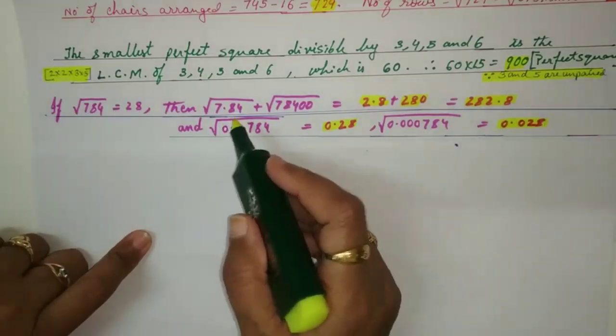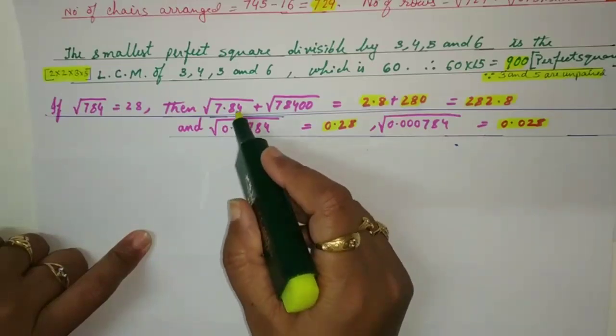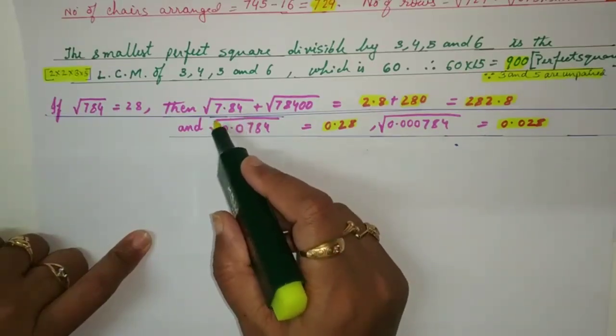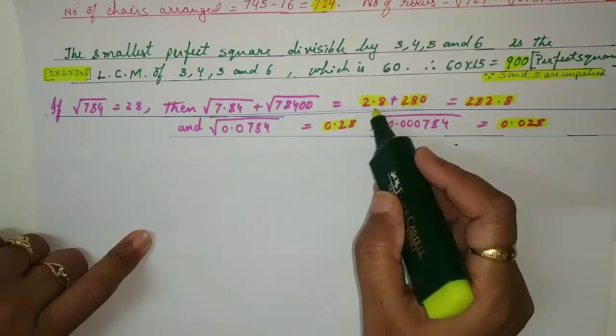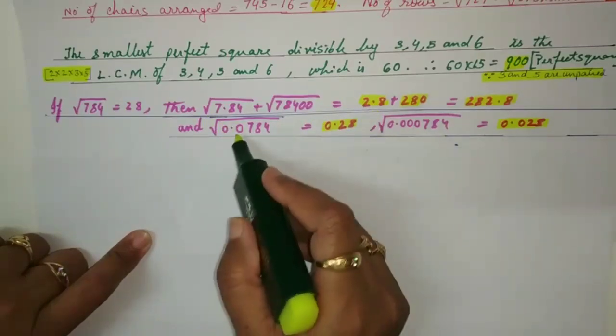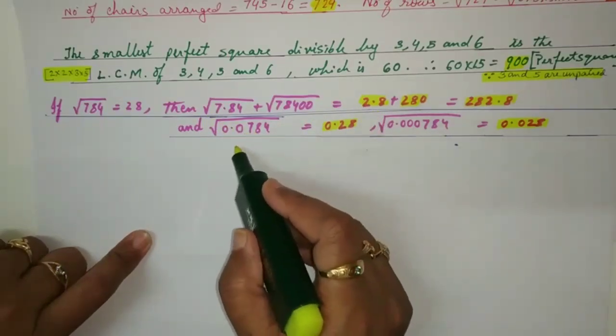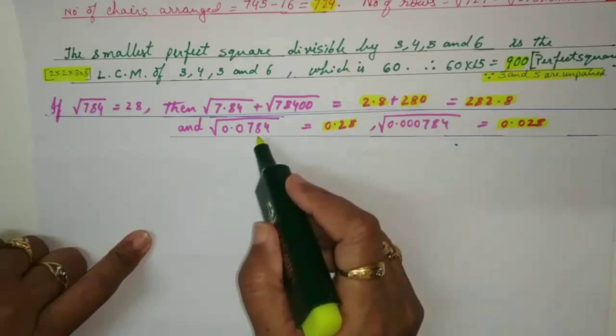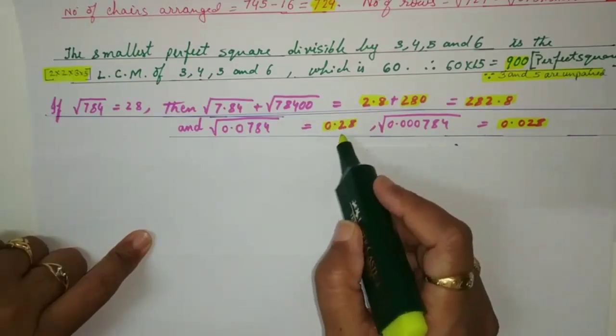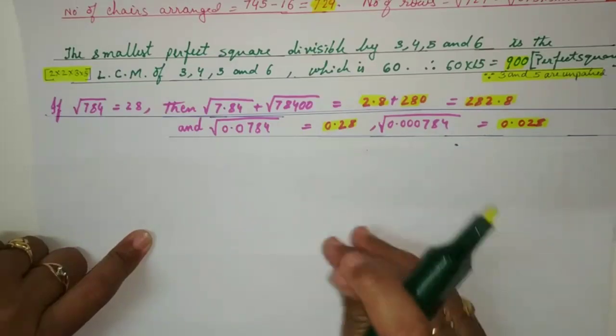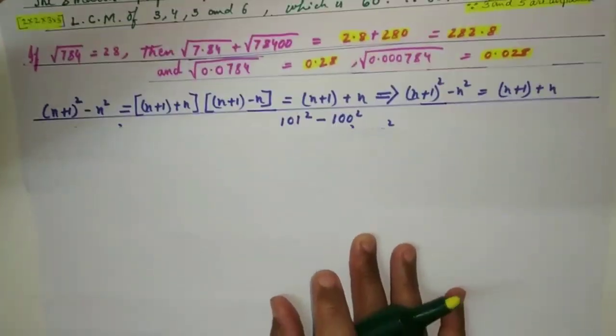Decimal means divided by. If it is 2 places, divided by 100. So when you remove the square root, it is divided by 10. If it is 4 zeros, it is 1 and 4 zeros. On removing the square root, you get 1 and 2 zeros. So 2 decimal places. The next sum.